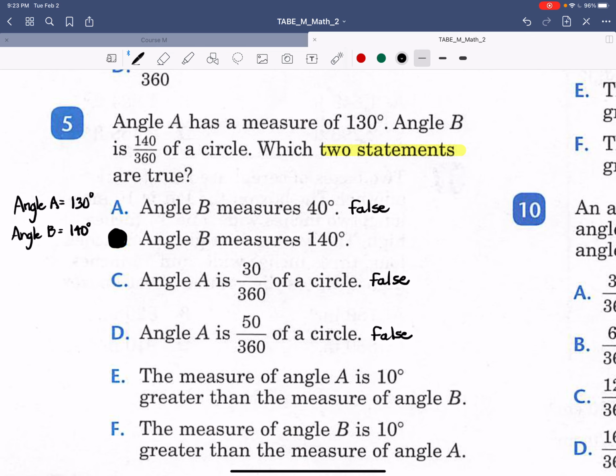The measure of angle A is 10 degrees greater than the measure of angle B. That is not true. The measure of angle B is 10 degrees greater than the measure of angle A. The word greater tells me to subtract the two, and B is bigger. So for number 5, I want B and F.